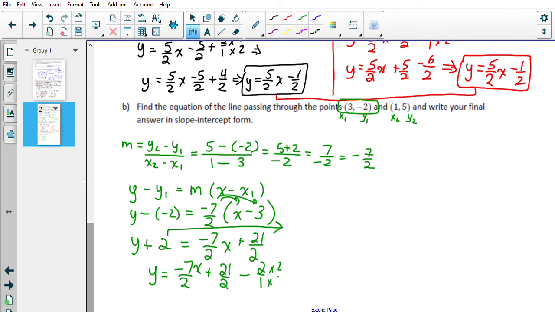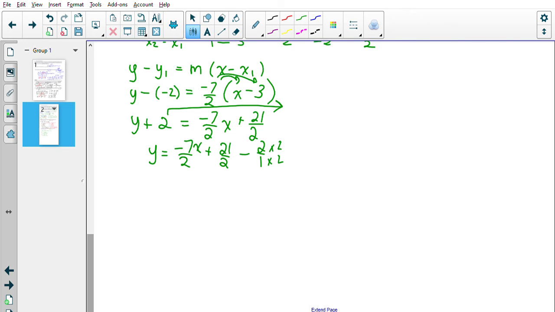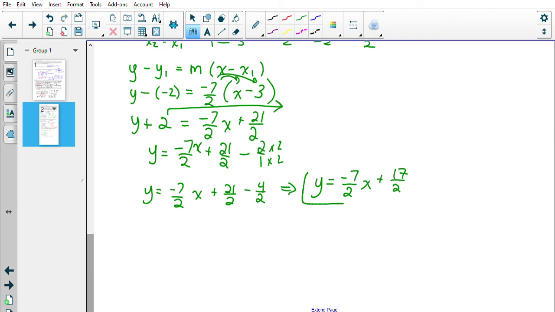Double the second term. So negative 7 over 2 x plus 21 over 2 minus 4 over 2. That combines out and you're at your last step. Negative 7 over 2 x plus 17 over 2. Put a box around that and you've got yourself a beautiful equation.